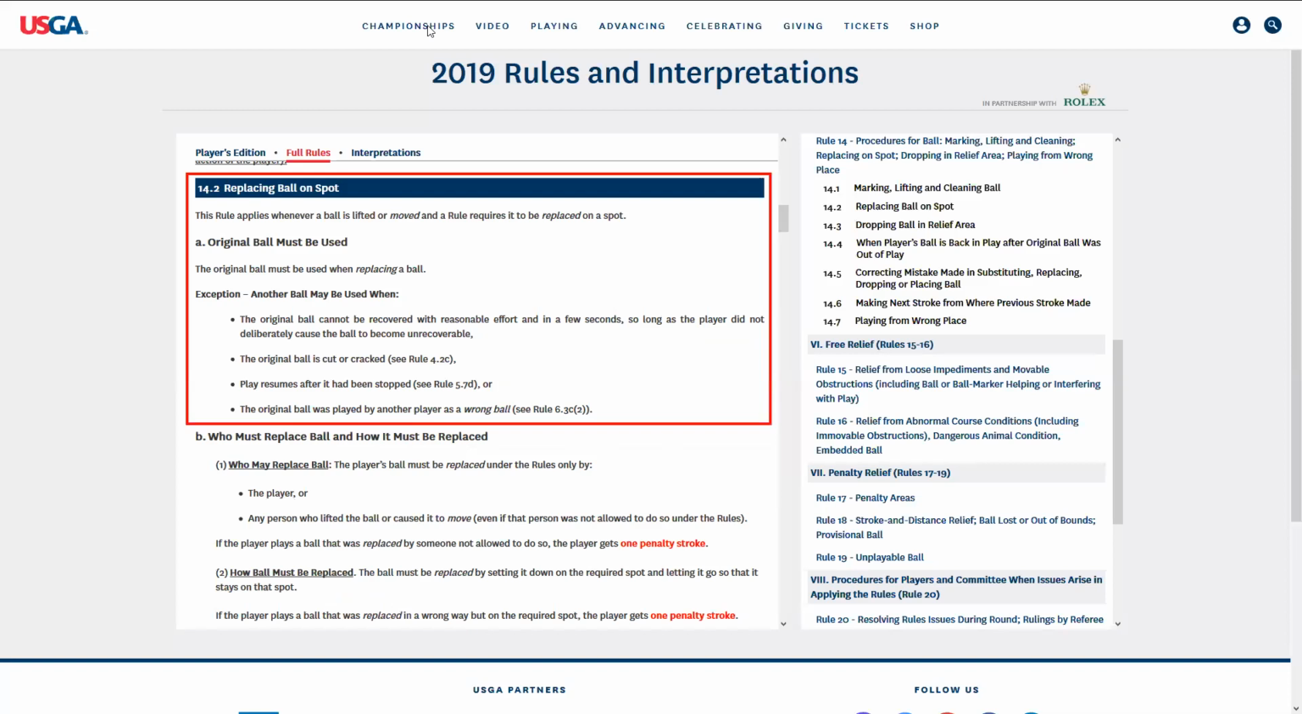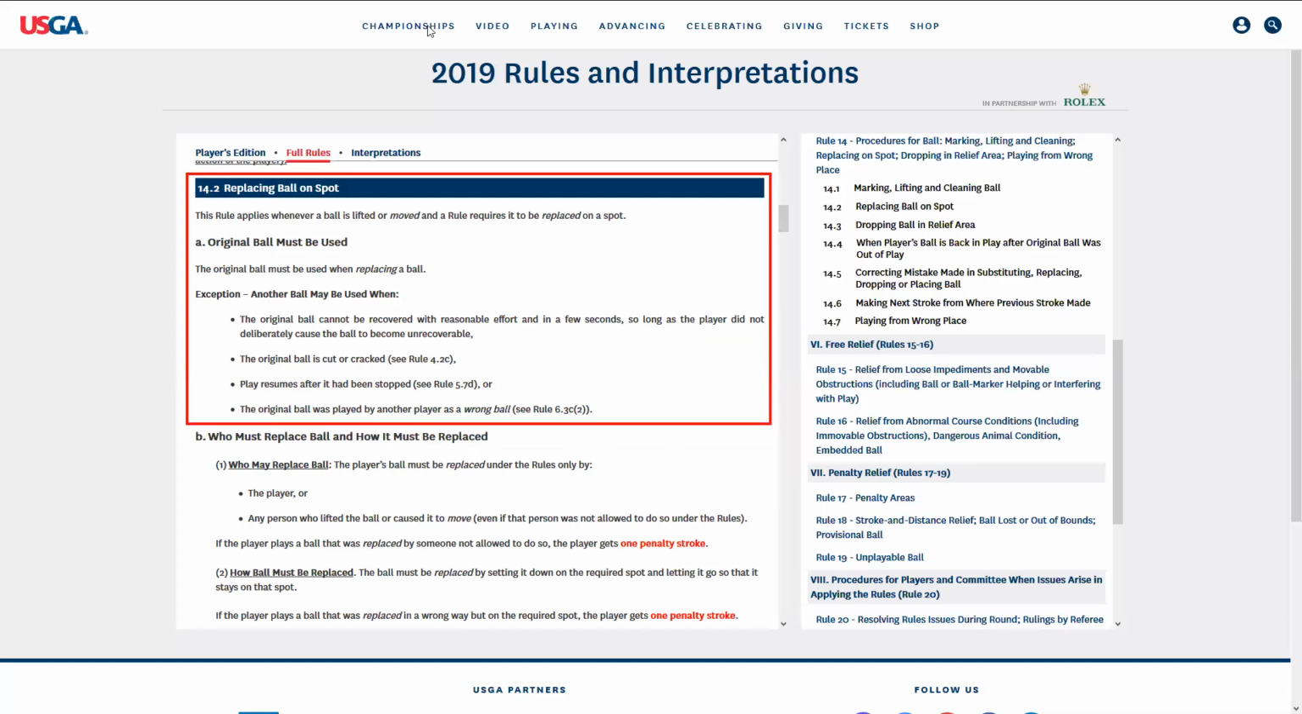And the other three are fairly common sense. If the ball's cut or cracked, you can substitute. Anytime play is stopped, we went over this under 5.7d, you can always replace a ball if play has been suspended or stopped. And the last exception is the original ball was played by another player's wrong ball.